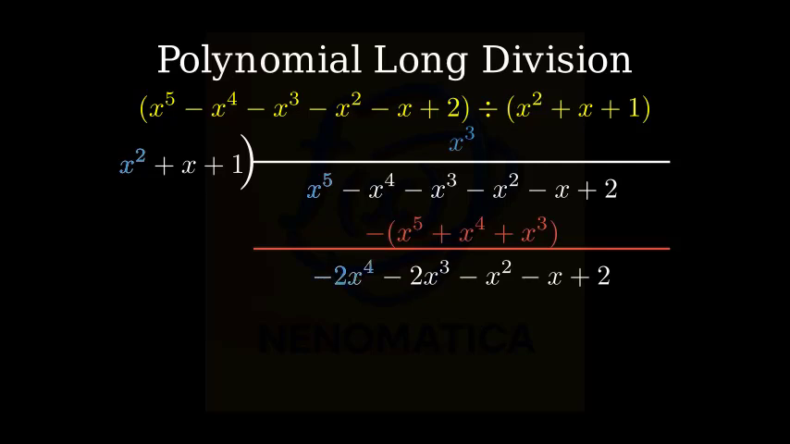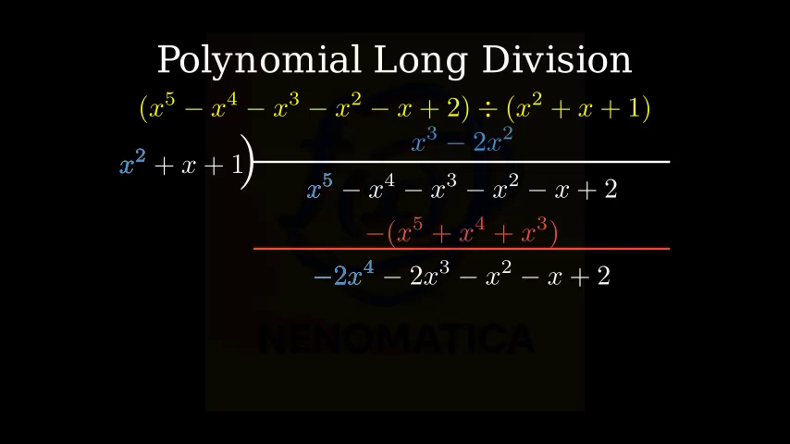The new highest term is negative 2x to the fourth. We divide this by the highest term of our divisor, which is x squared. So negative 2x to the fourth divided by x squared gives us negative 2x squared. This becomes our second term in the quotient.